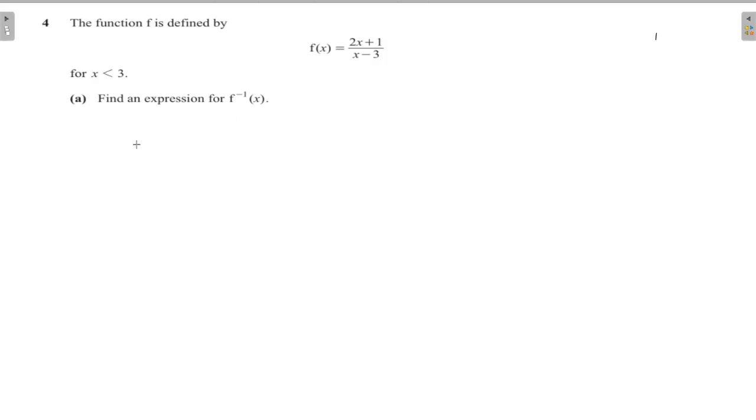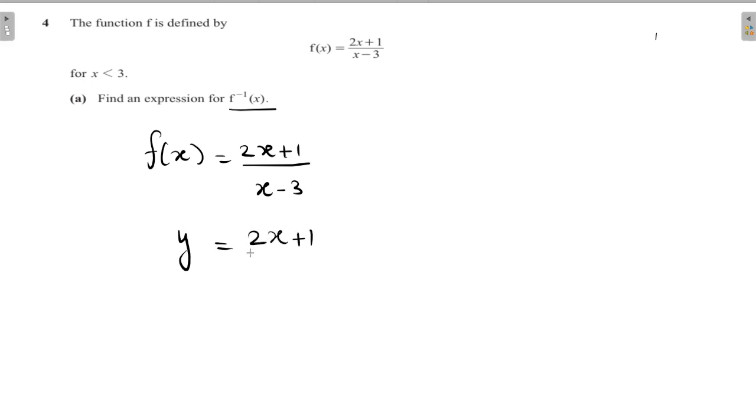f is defined by f of x is equal to (2x plus 1) by (x minus 3). Find an expression for f inverse of x. Let's rewrite f of x as y equal to (2x plus 1) by (x minus 3). Interchange x and y. So all the x is converted to y and y is converted to x. So x equal to (2y plus 1) by (y minus 3).